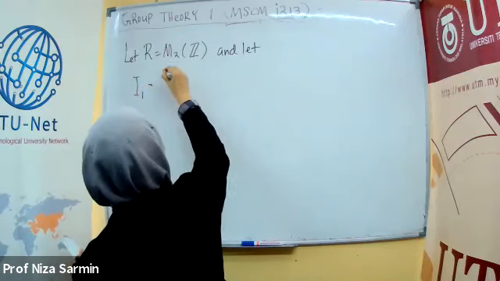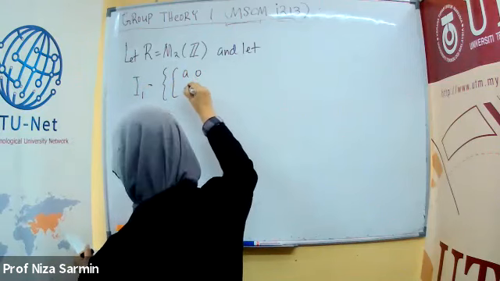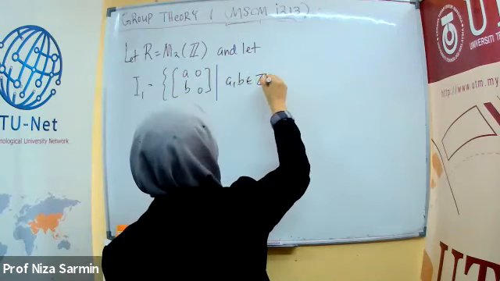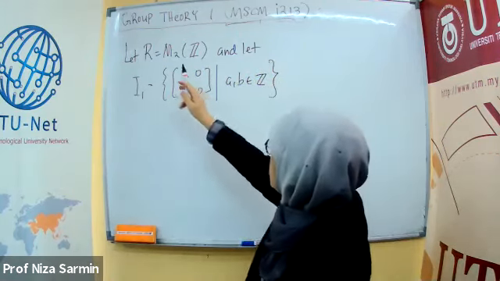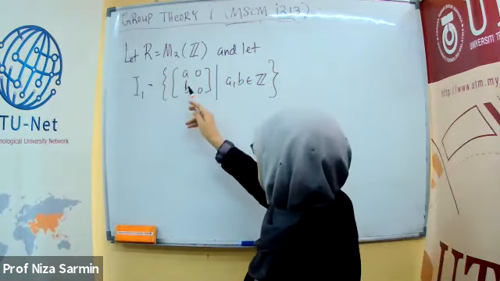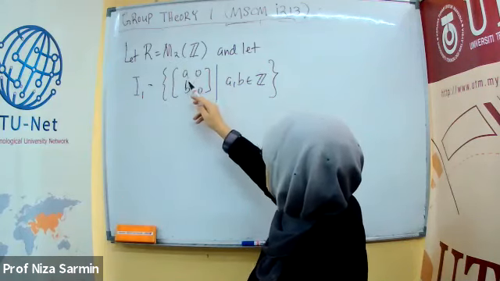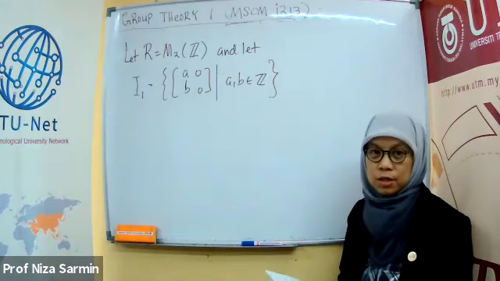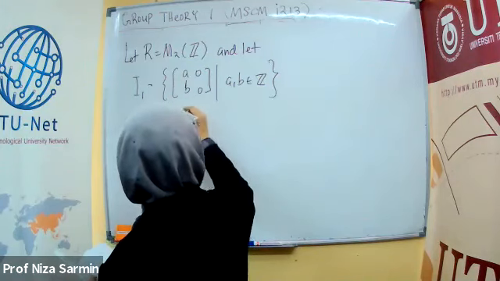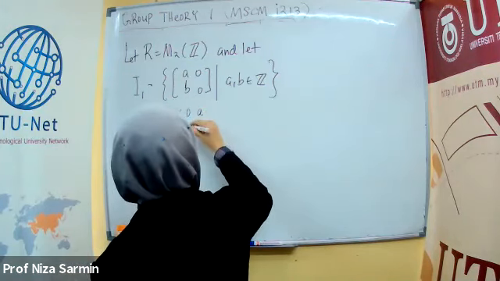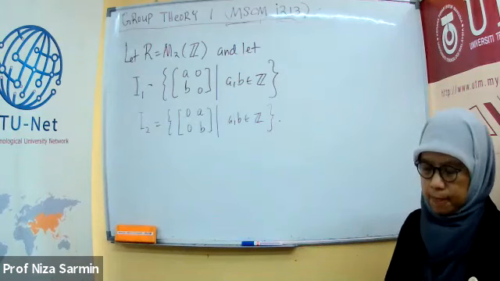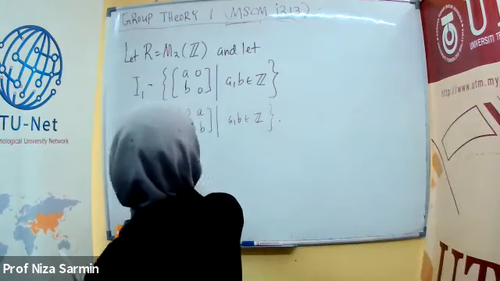I1, okay, is the set of matrices [A 0; B 0] with A, B in Z. It's a subset, right? This is 2 by 2 matrices with integer entries. This is specifically [A 0; B 0]. It's a subset. And I2 is the other way around, [0 A; 0 B]. Okay, and I3.